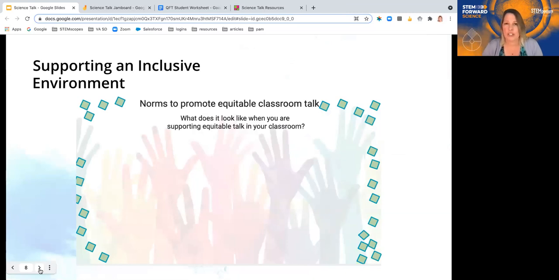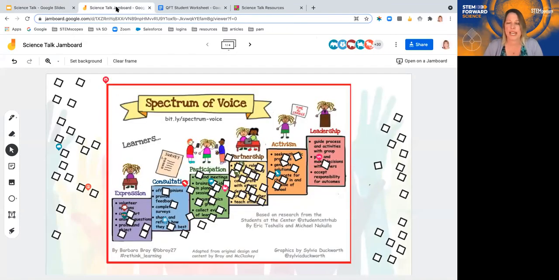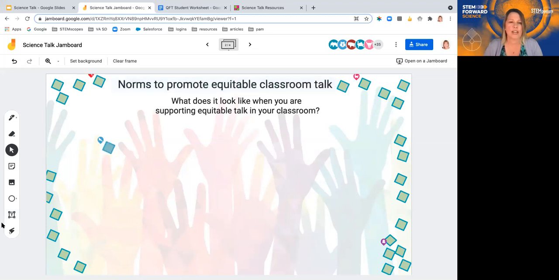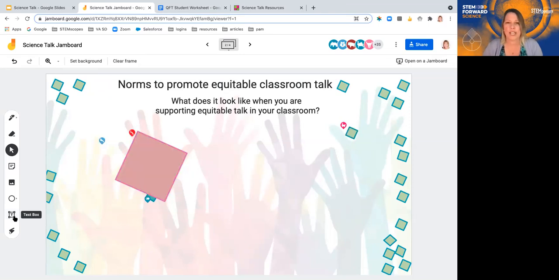And so we'd like you to share some of your ideas, returning to that Jamboard. If you have not logged out of it, that's great, because we're going to continue to come back here quite a few times during the presentation. You'll want to go to the next board. So what does it look like if you're trying to support equitable talk in your classroom? Once again, you have sticky notes here if you want to take those, and off to the side you have writing tools, or you can make a text box and write your thoughts there.